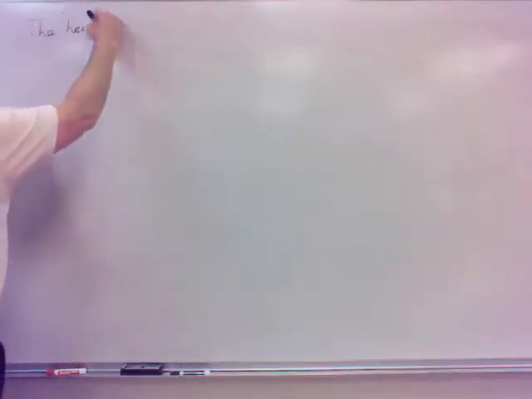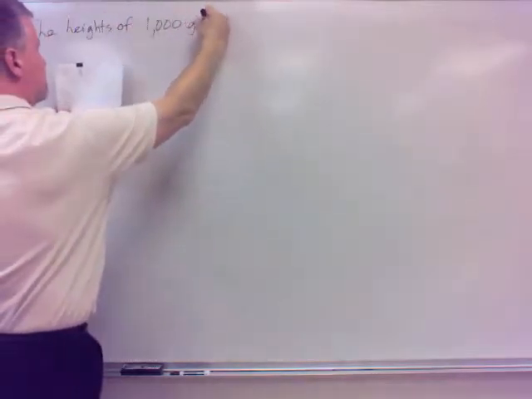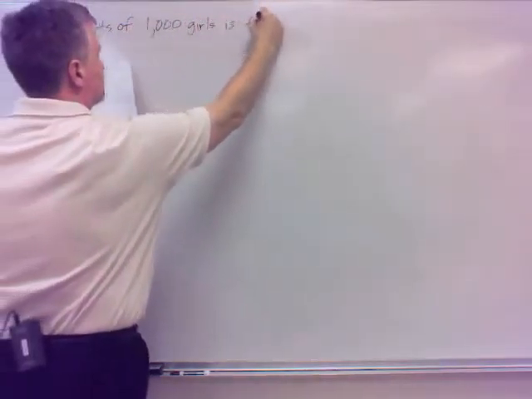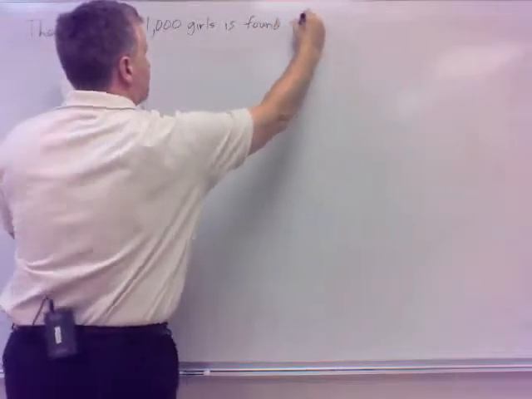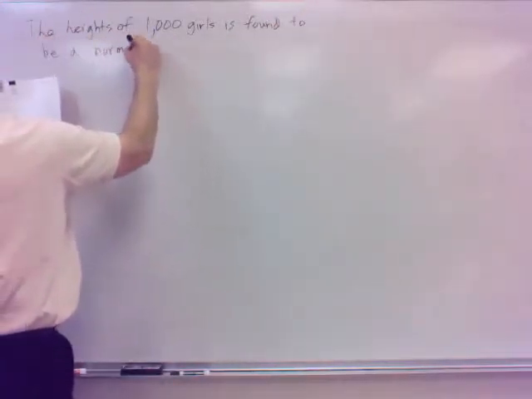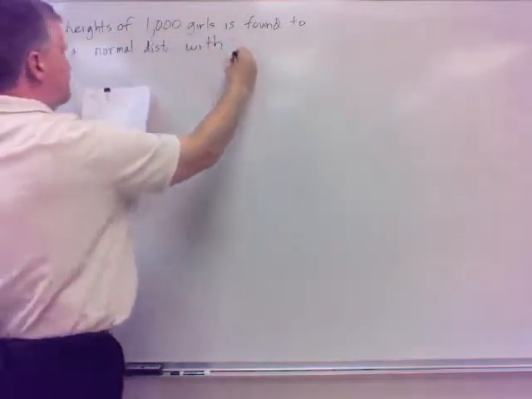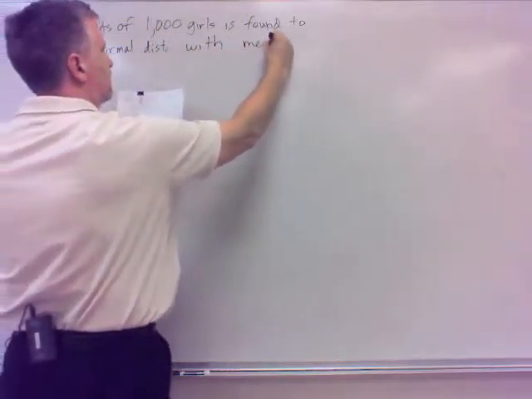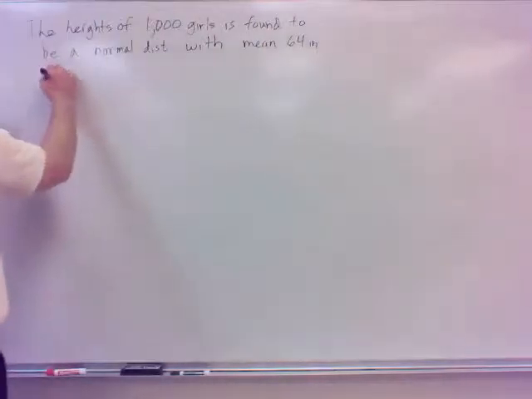Okay, let's say the heights of 1,000 girls is found to be normal, a normal distribution, with a mean of 64 inches and standard deviation 2 inches.